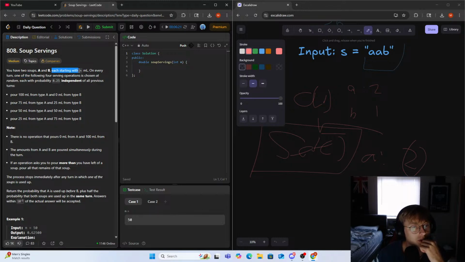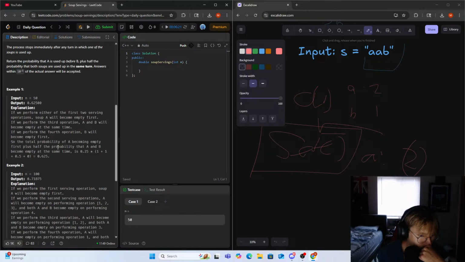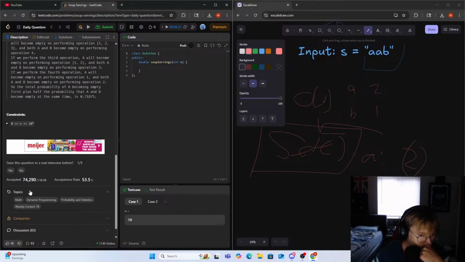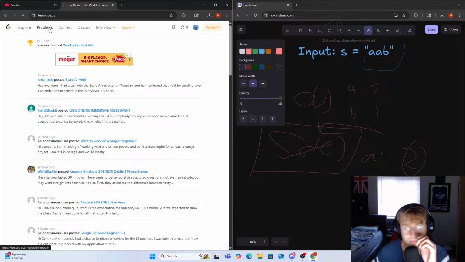You have two soups A and B, starting with N ml. On every turn, one of the following 4 serving operations is chosen at random, each with probability 0.25, independent of all previous turns. Pour 100 milliliters of type A and 0 milliliters from type B. There's no operation that pours 0 milliliters from A, 100 milliliters from B. The amounts of A and B are poured simultaneously during the turn. So weird problem. Seems like more of a probability problem. I think I'm gonna skip this for today because I don't have a lot of time.